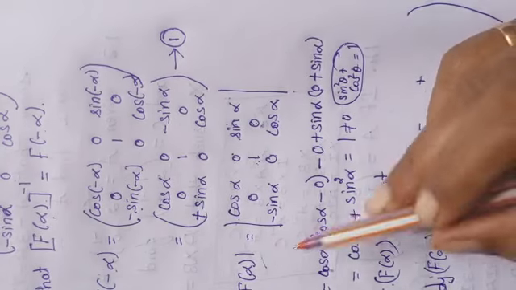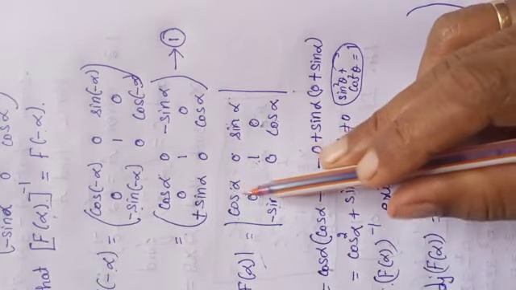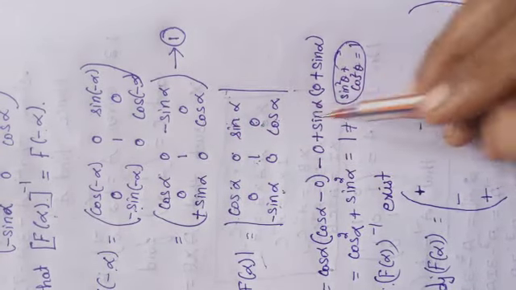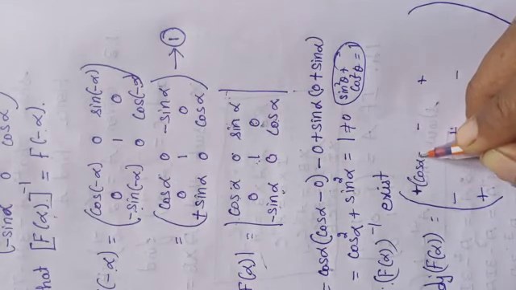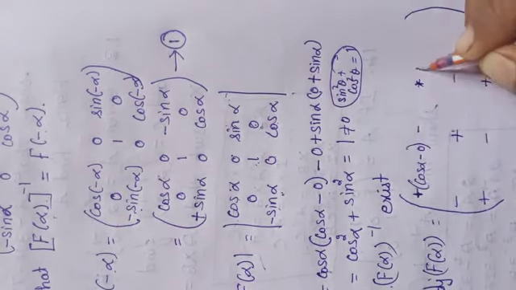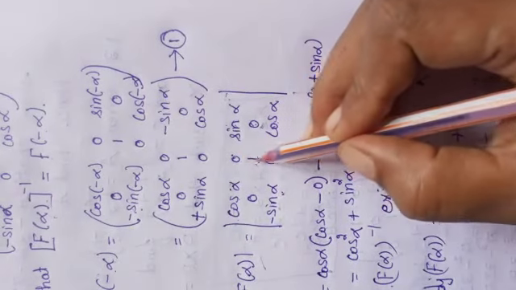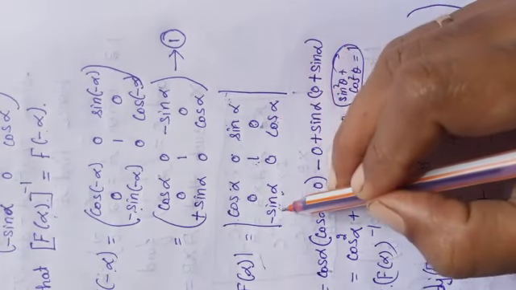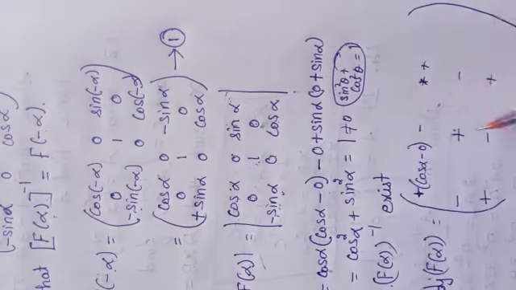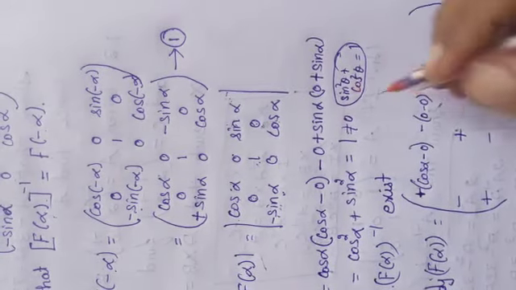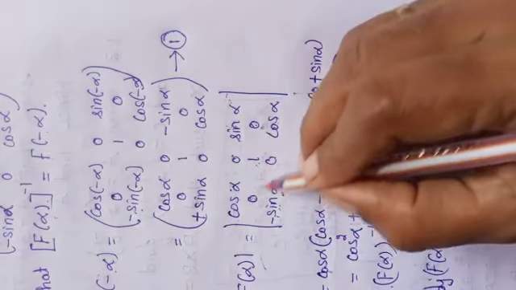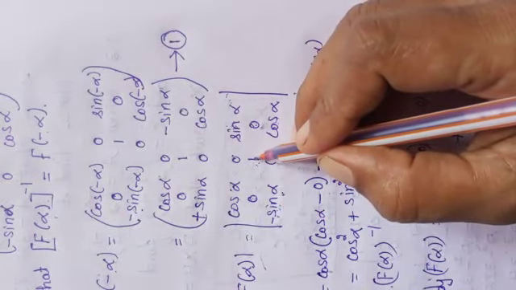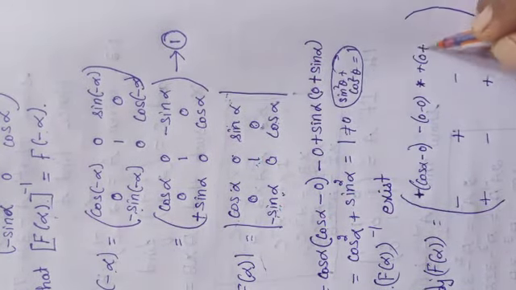In f of alpha, for the first position, what will we do? Leaving the row and column, the determinant of the remaining values: 1 into cos alpha is cos alpha minus 0 into 0 is 0. For the next position, leaving the row and column, these 4 values: 0 into cos alpha is 0, minus 0 into minus sin alpha is 0. But you can write 0 minus 0. For this position, leaving the row and column, 0 minus sin alpha into 1 is minus sin alpha. So we will be getting plus sin alpha.